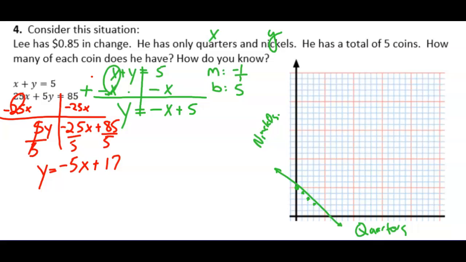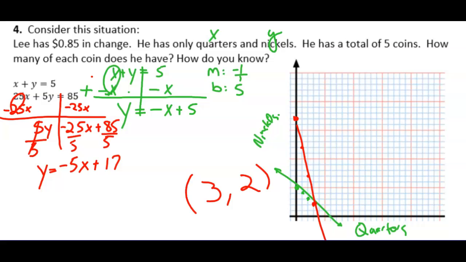So now I go up to 17. 5, 10, 15, 17. And I'm going to go down 5. 1, 2, 3, 4, 5 over 1. 1, 2, 3, 4, 5 over 1. There's my line. That's where they're going to cross. So, what's that point? 1, 2, 3 is my X, and 2 is my Y.